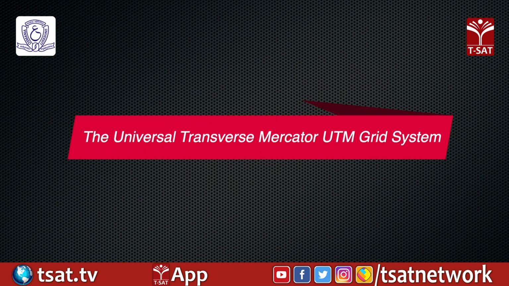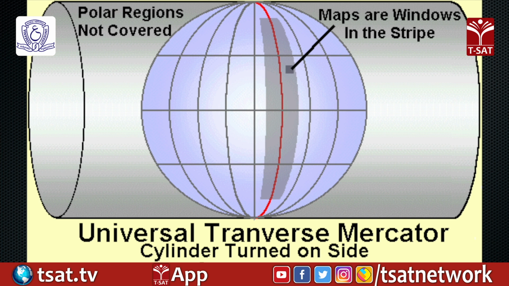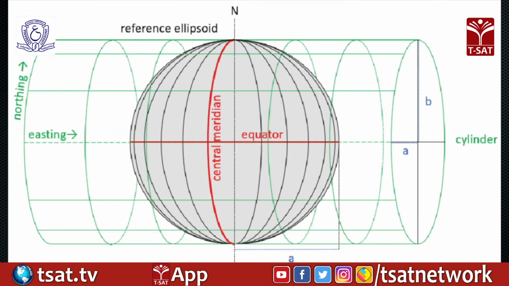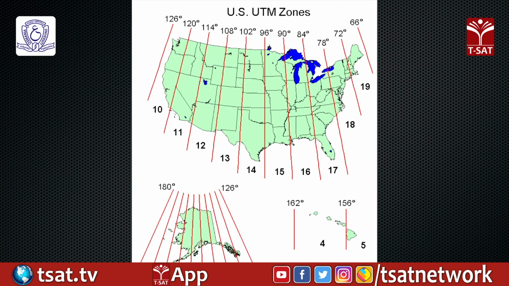The Universal Transverse Mercator UTM grid system. This system is used worldwide. The UTM grid system divides the Earth's surface between 84° north and 80° south into 60 zones. Each zone covers 6 degrees of longitude and is numbered sequentially with zone 1 beginning at 180° west. Each zone is further divided into the northern and southern hemispheres. The definition of a UTM zone therefore carries a number and a letter.